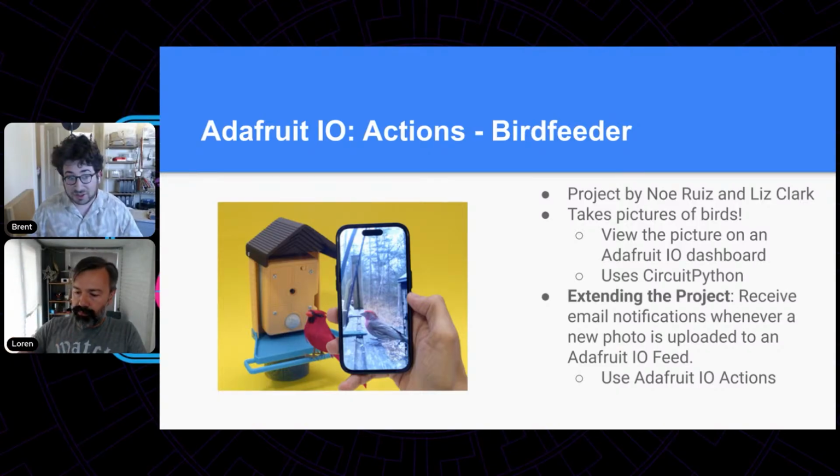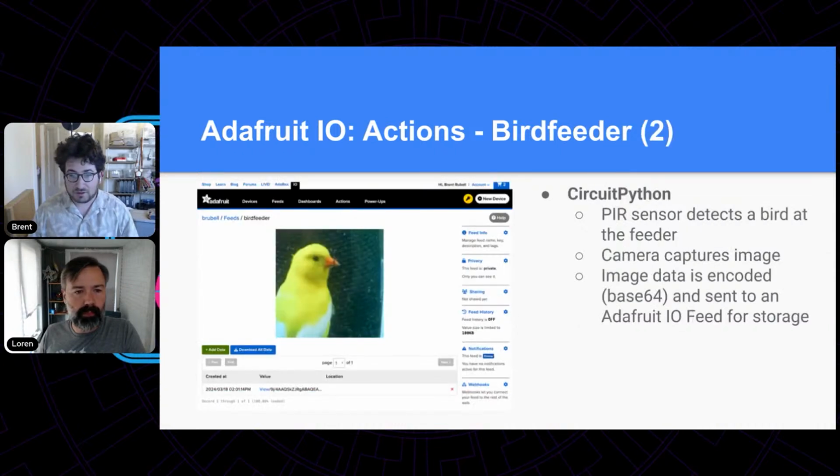So this is something that you can extend. This is a project where you can receive email notifications when a new photo is uploaded to an Adafruit IO feed, and that can use actions. But what parts of this use CircuitPython, right? We're still running CircuitPython. The PIR sensor is detecting a bird at the feeder. That is something you would want to use CircuitPython for. That's a time-sensitive operation, and you want that sitting in that while loop in CircuitPython that's executing very, very quickly.